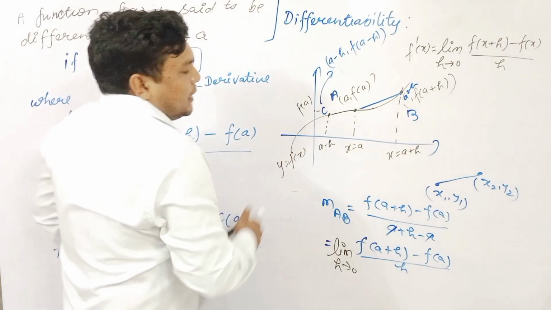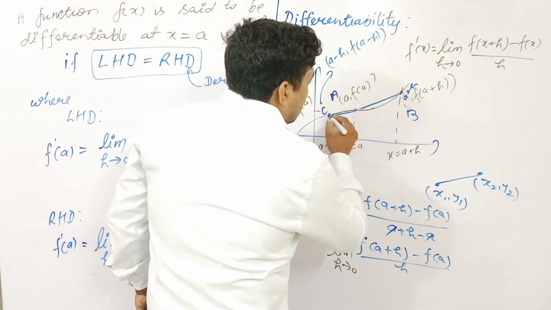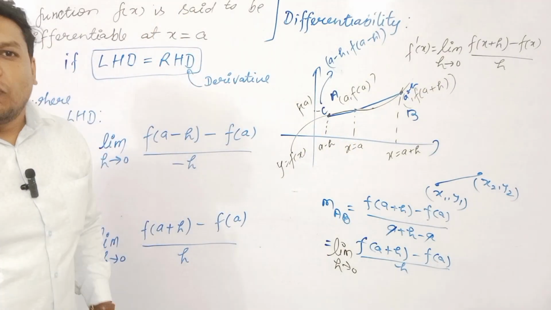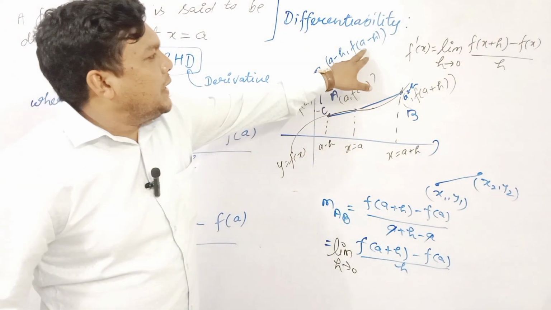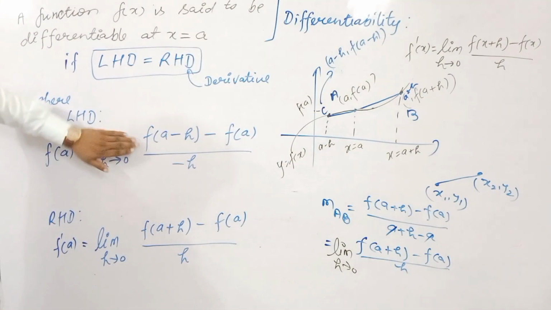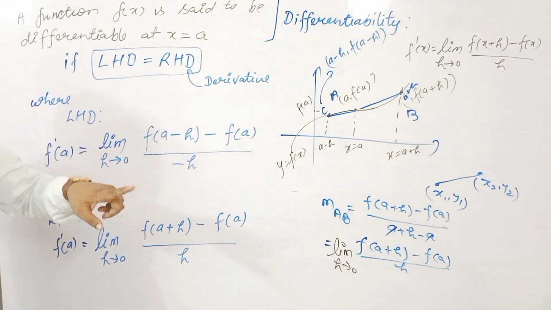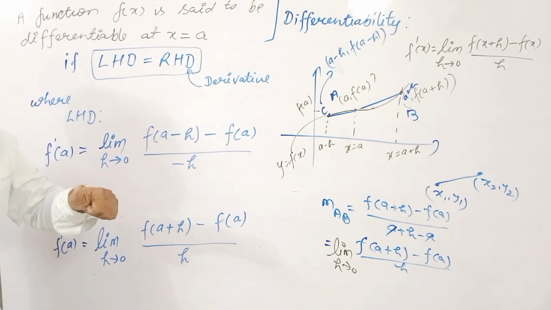Again, we will have another secant here, secant AC. What will its slope be? f of a minus h minus f of a upon a minus h minus a. So it will give you f of a minus h minus f of a upon minus h. And in the limiting case, when limit h tends to 0, it will be the tangent, the slope of the tangent.